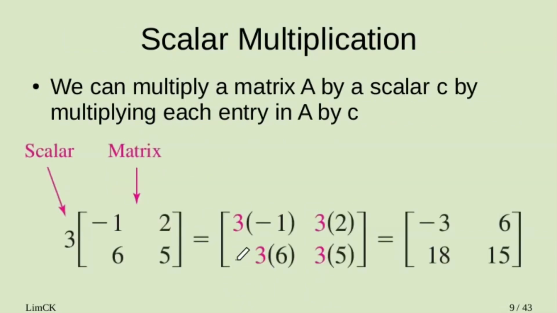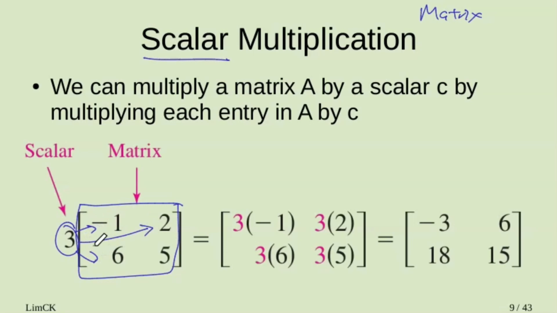Scalar multiplication. There are two types of multiplication in matrices. One is the so-called scalar multiplication, the other one is matrix multiplication. For scalar multiplication, we multiply a matrix by a scalar, a single number. This one is very easy. We just bring in the number to multiply with all the elements in the matrix to get the result.